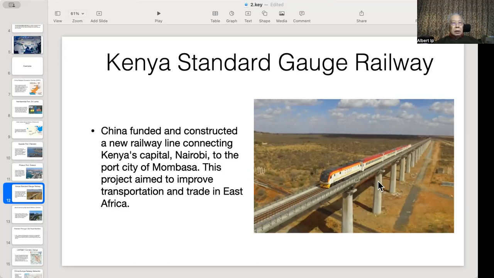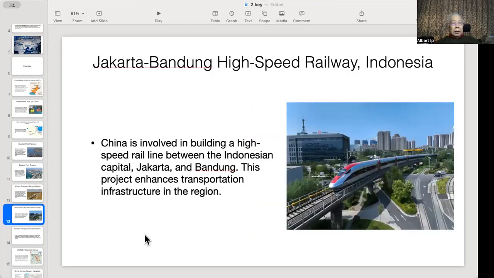This one, the Kenya Standard Gauge, runs at 250 kilometers per hour. It is not considered high-speed rail in China. The Jakarta-Bandung high-speed rail in Indonesia. This one just opened about 2 to 3 months ago during, I think it's the Asian meeting, something like that. So this one has just begun commercial operation.